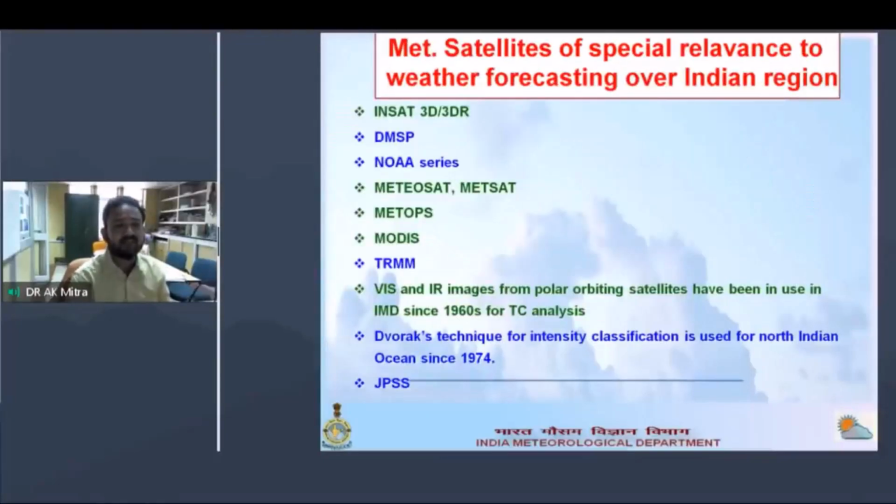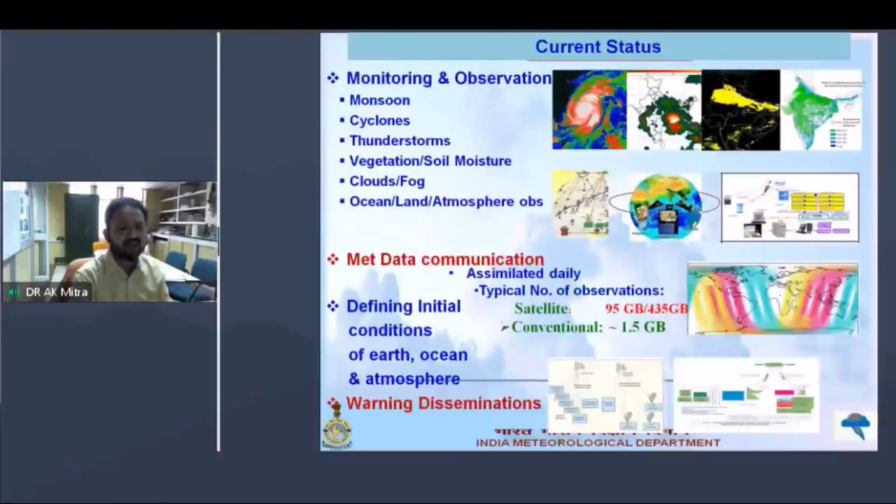Now you can see that these are the Met satellites of special relevance to weather and forecasting, like INSAT-3D, 3DR, one of the major inputs we are getting from the satellite. DMSP, NOAA, METOP B, C, then MODIS, TRMM, then visible and IR images from polar orbiting satellites are also used for cyclone analysis, the Dvorak technique, intensity classification. And in the current status, there are a number of observations we are taking care of from space, particularly monsoon, cyclone, thunderstorms, vegetation, soil moisture, cloud, fog, ocean, land, atmospheric observations.